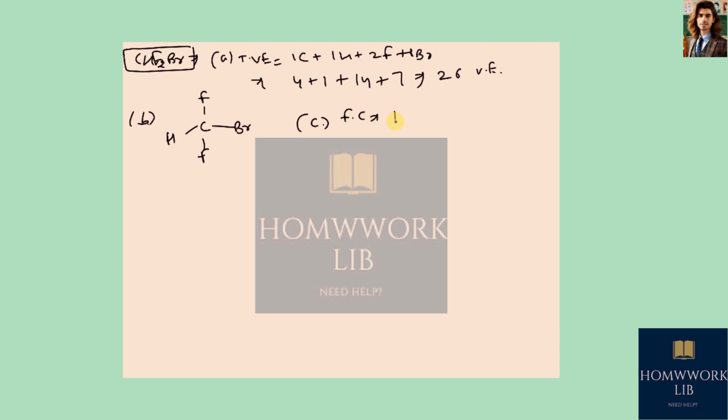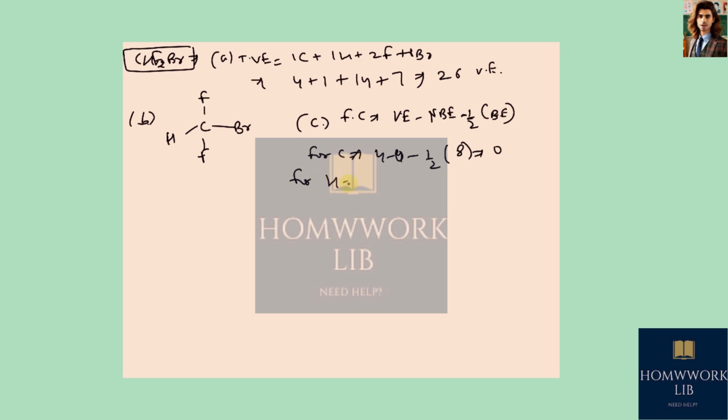Then in part C, we have to tell the formal charge. Formal charge can be calculated by valence electrons minus non-bonding electrons minus half of bonding electrons. So for carbon, we can write 4 minus 0 minus half of 8. Non-bonding electrons are 0 for carbon, so it comes out to be 0.